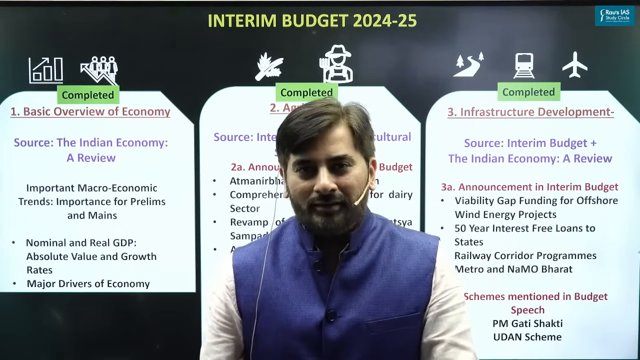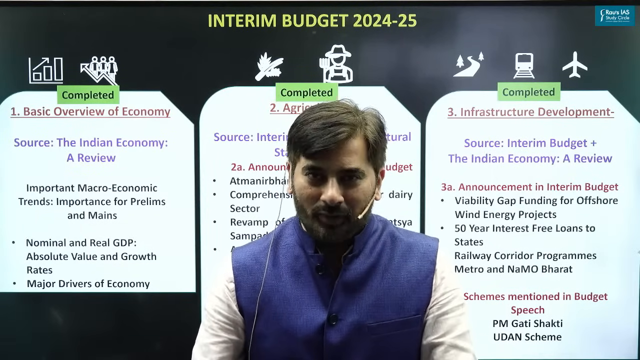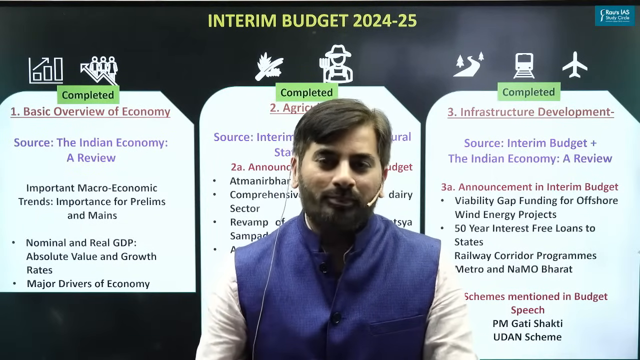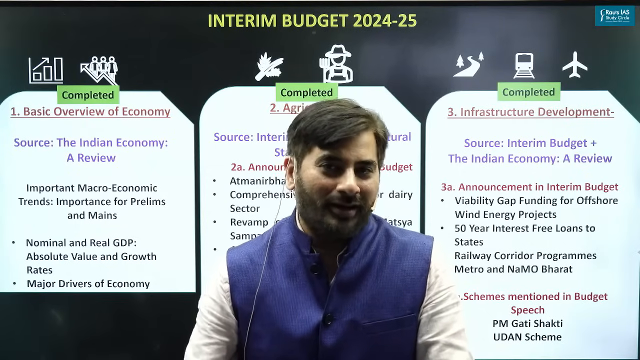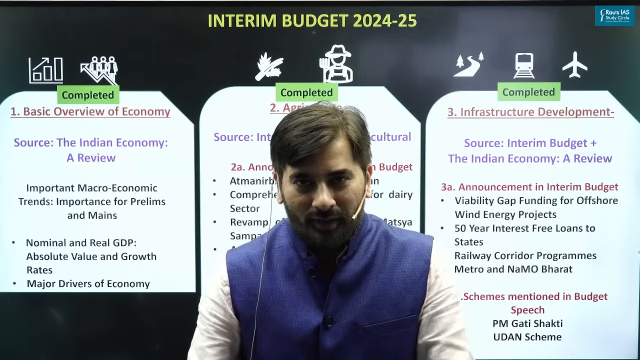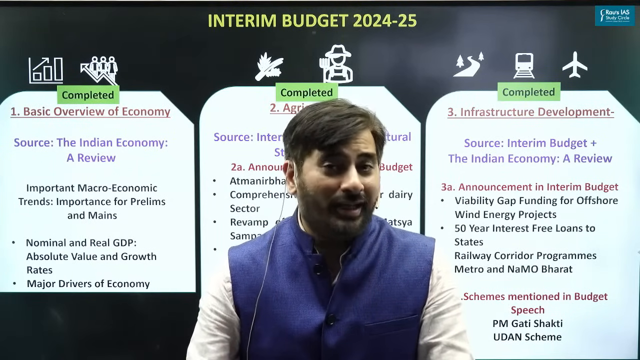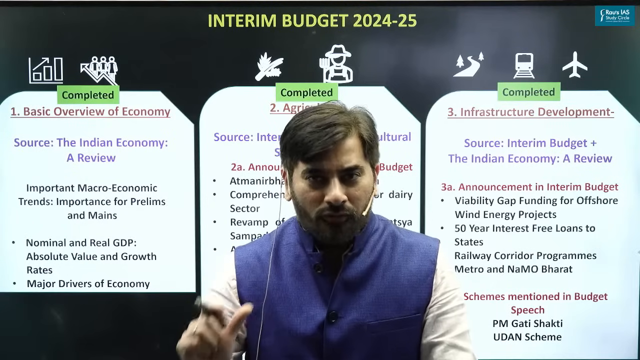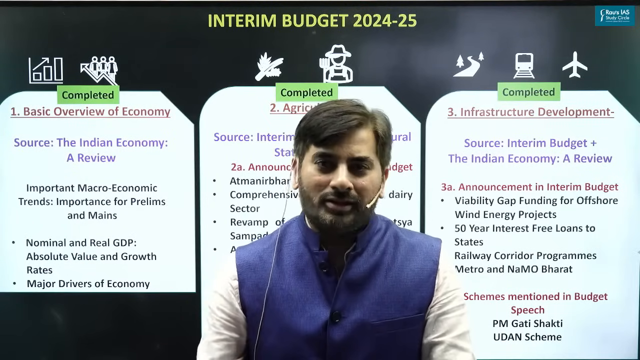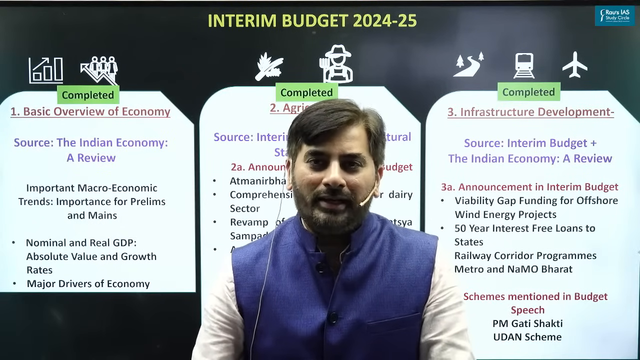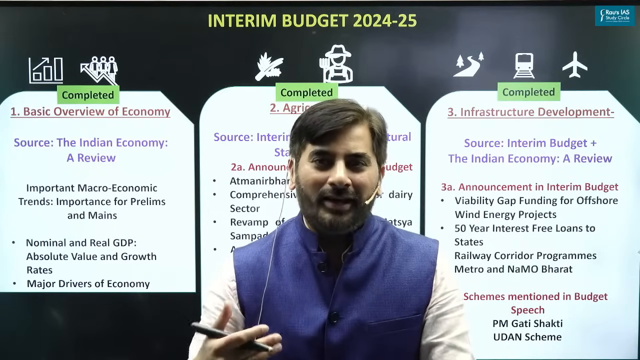In the second analysis, I had broken down the entire interim budget into different themes, which broadly correspond to your UPSC mains and prelims syllabus. For example, I had broken down the interim budget discussion into the basic overview of the Indian economy, agriculture, infrastructure, inclusive growth and development, external sector, sustainable development, and so on.